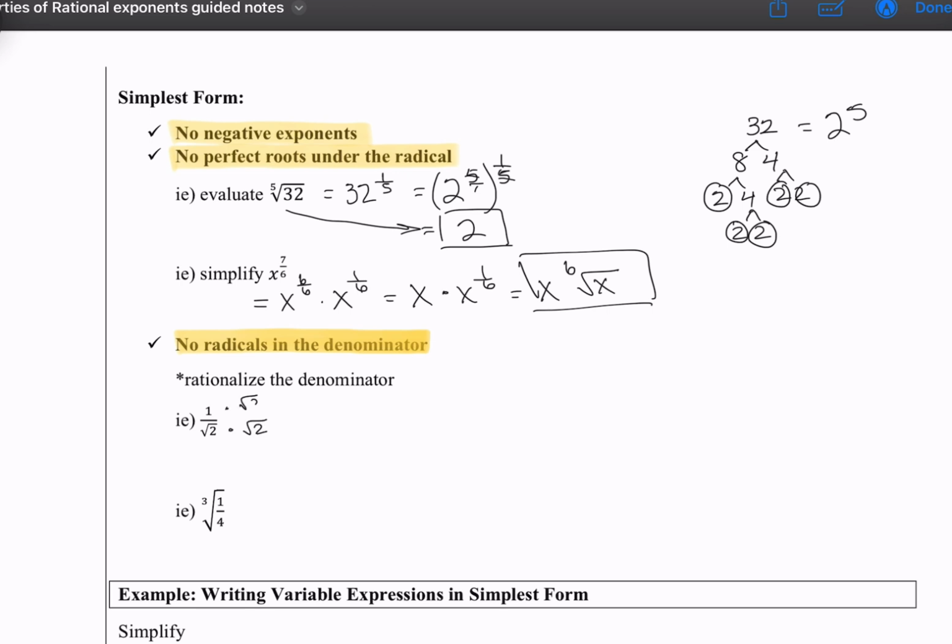The easiest way is to just say, let me go ahead and multiply by the square root of 2. Right? Because the square root of 2 times the square root of 2 is the square root of 4, which leaves me with 2 in the denominator and root 2 in the numerator. It's okay to have a radical in your numerator.